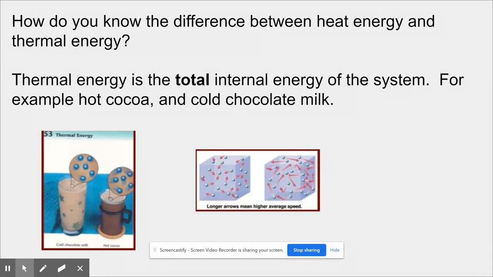Both of these objects have thermal energy. It doesn't matter how cold or how hot it is. If it can get colder or if it can get hotter, that means that it has thermal energy.